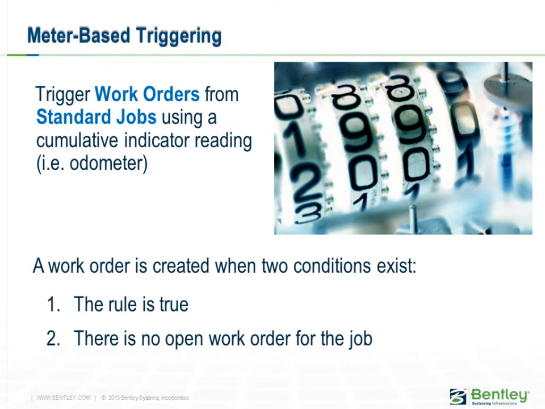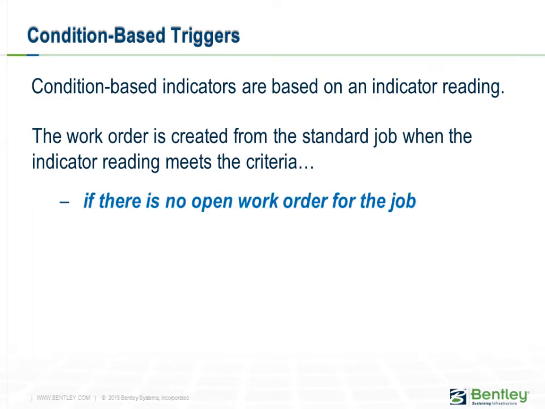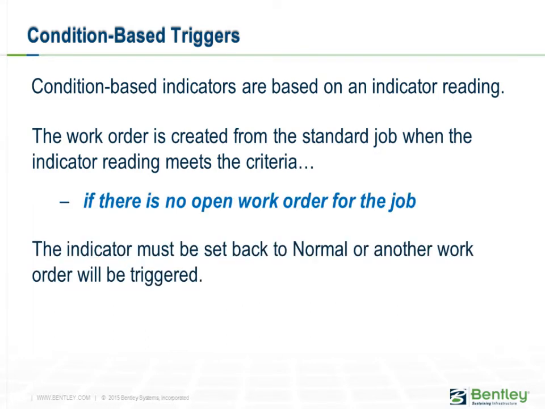Note that the work order is created when two conditions exist. The rule is true, and there is no open work order for the job. Condition-based triggers are based on an indicator's readings. A work order is created when the indicator reading meets the criteria set in the rule. This is true only if there is no open work order for the job. The indicator must be set back to normal, or another work order will be triggered.